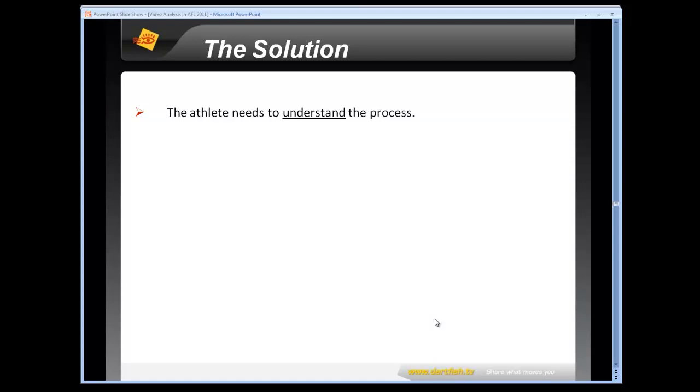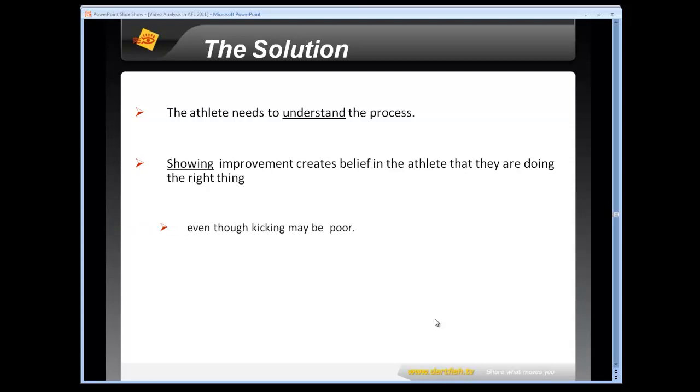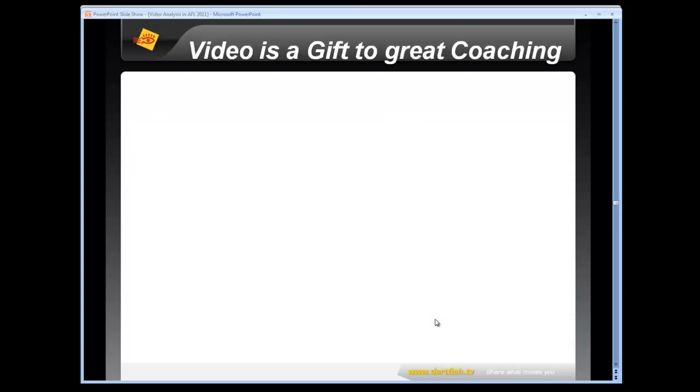So the athletes need to understand the process. If they show improvement, it can create a belief that they're doing the right thing. Even though they're kicking poorly, if their technique is improving, you can teach them that they're on the right track, and that will instantly result in more motivation, more practice, and they'll return for more sessions, and that creates a cycle where they have to get better.